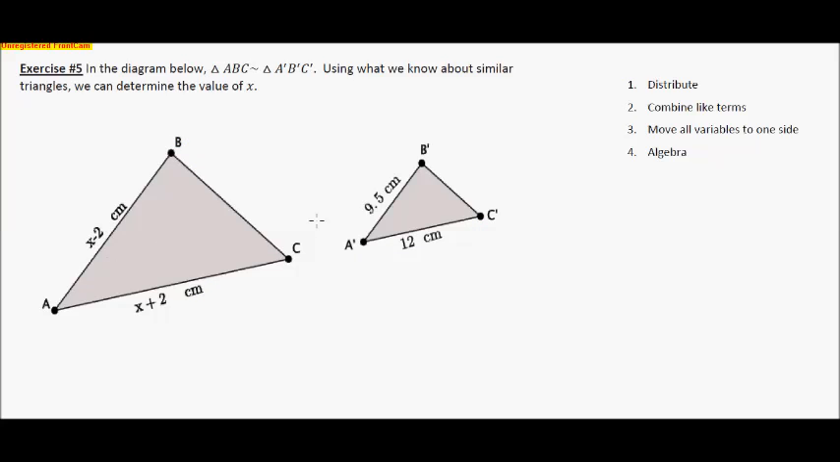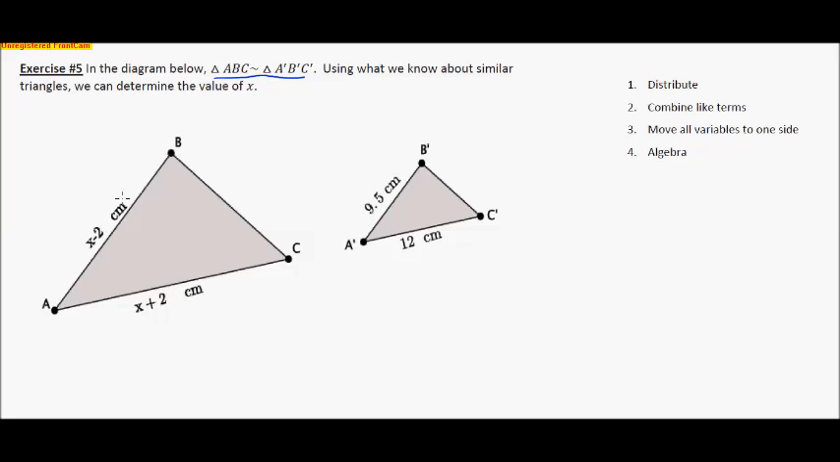Now we have a little picture, and this is going to relate back to what we did in the previous note packet. In the diagram below, they tell me that these two triangles are similar, and if I know they're similar, that tells me that the sides are in proportion with each other.